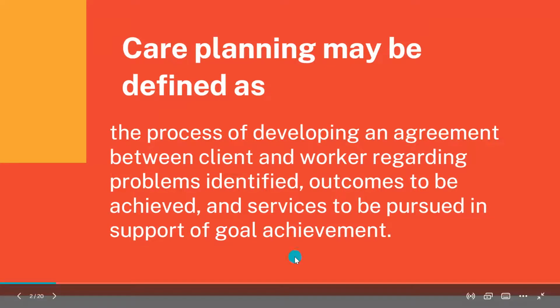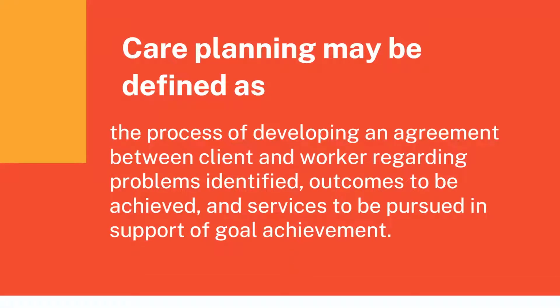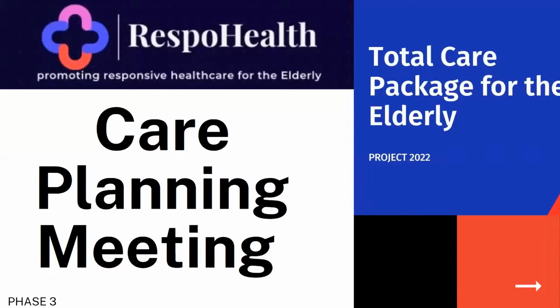So I know before the care plan, we've had a care need assessment. This is the third phase of the total care project. The first phase was about the screening and preparation for the project. Then the second phase was the care need assessment, which was completed in a duration of about one month. And then the third phase is the care plan meeting.